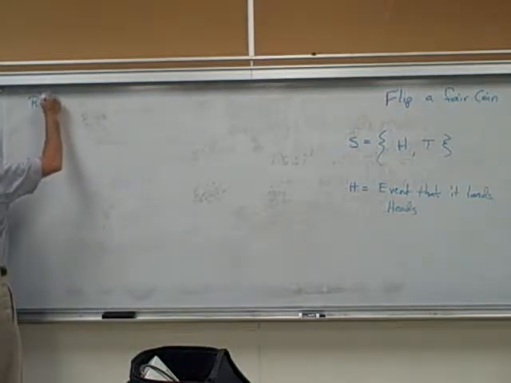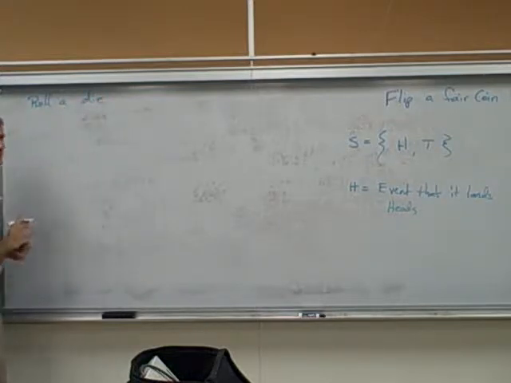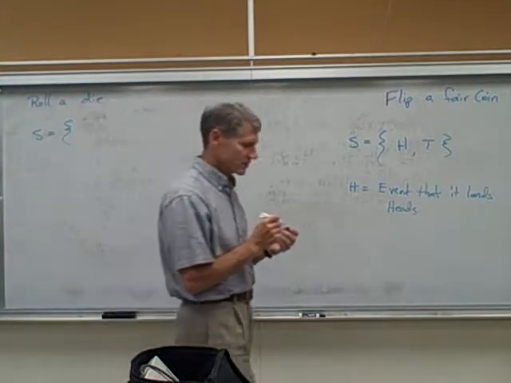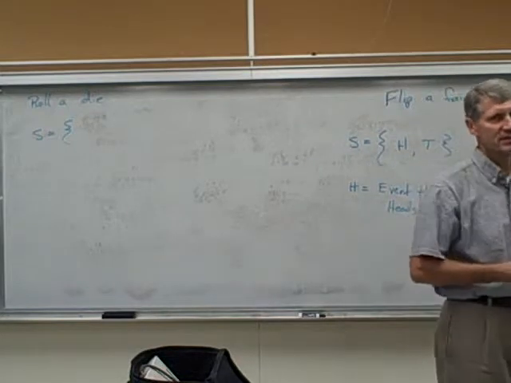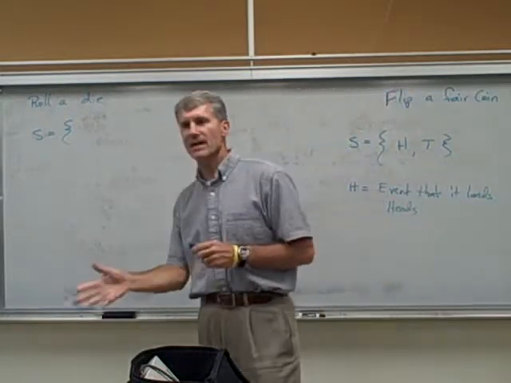Let's roll a 6-sided die. A fair 6-sided die. First thing I want you to define for me is the sample space. Write down on your piece of paper what you think the sample space is for that random procedure. Rolling a 6-sided die one time.